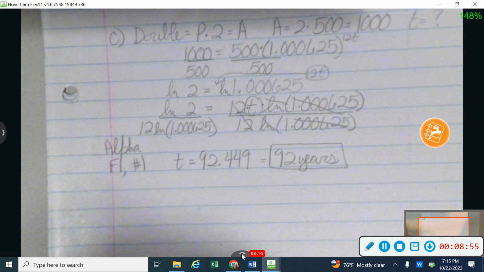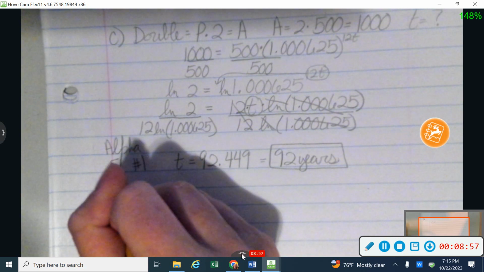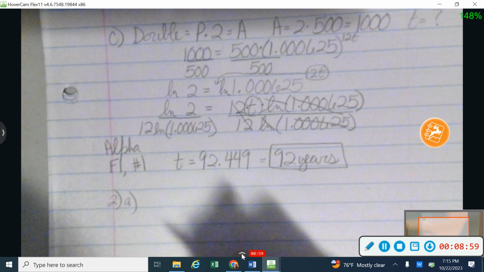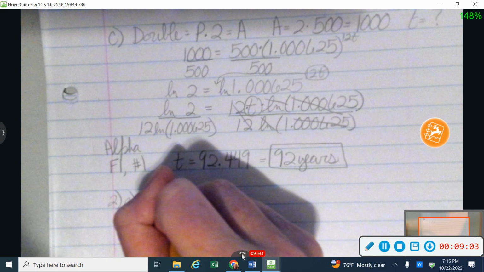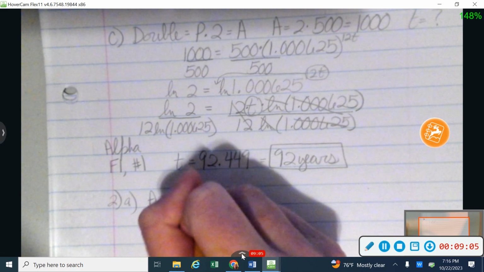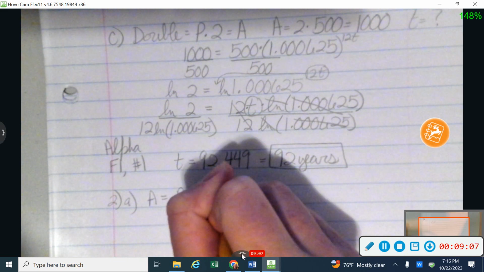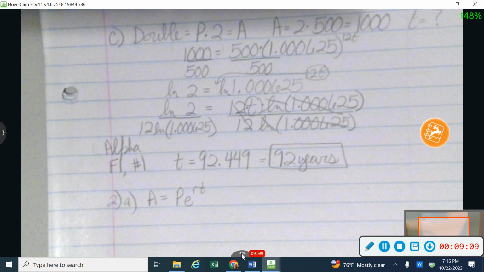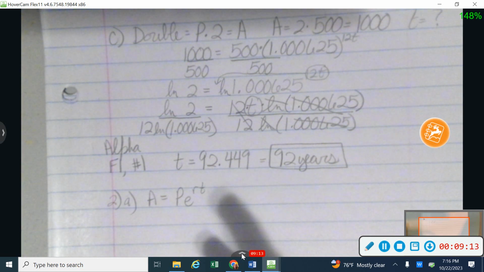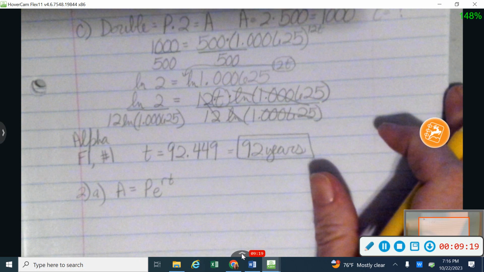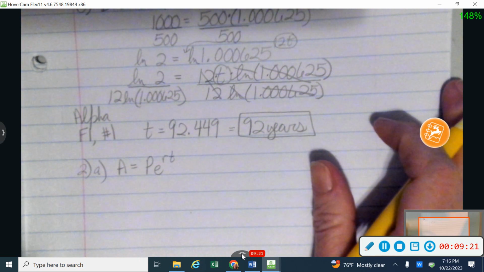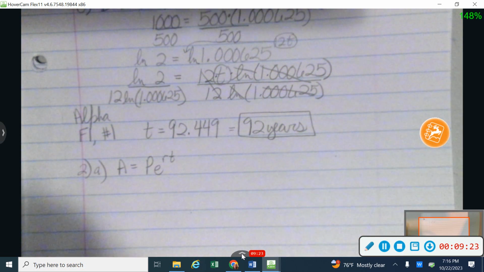All right, the difference on number 2 is that this time it tells me that we are compounding continuously. Compounding continuously automatically throws me over into where I'm going to use this formula right here. So if you see something compounding like monthly or daily, we're going to use the formula we used up there on number 1. But anytime you see compounding continuously, that's where we're going to use the formula with E in it.